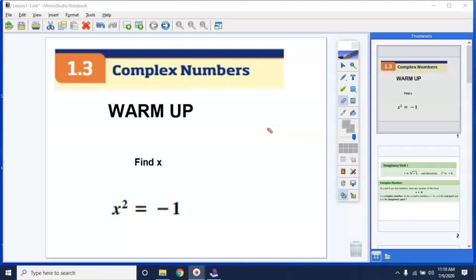Hello everyone. Today I'm going to cover lesson 1.3 in this video, and I would like to start with a warm-up question. Find x squared equals -1.